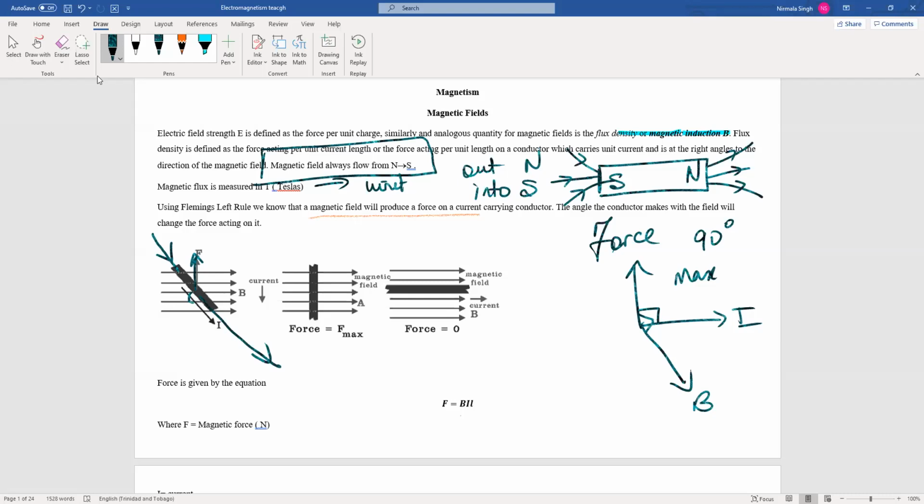If we have a current carrying conductor here with our magnetic field going left to right, so we're coming out of the north and into the south, so this is the direction of our magnetic field, and our current is going down. We want to work out where our force is going to act. So let's try that.